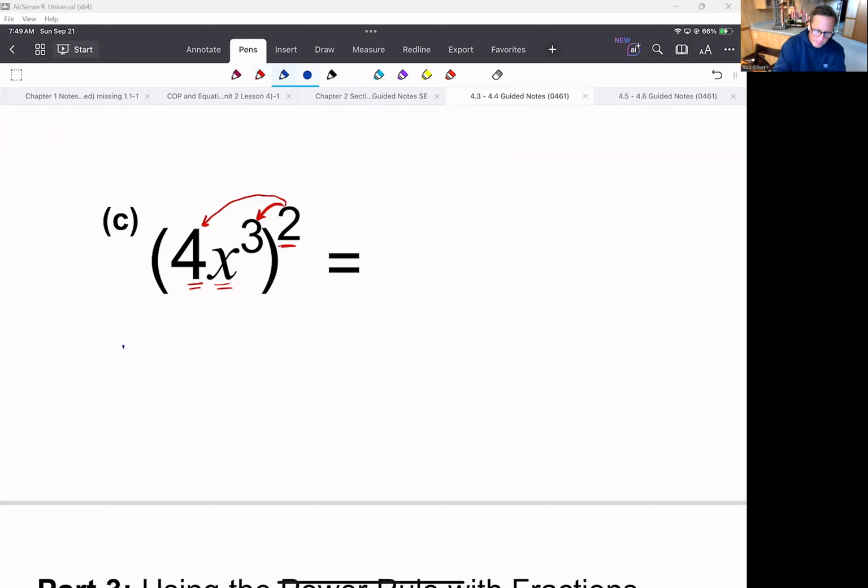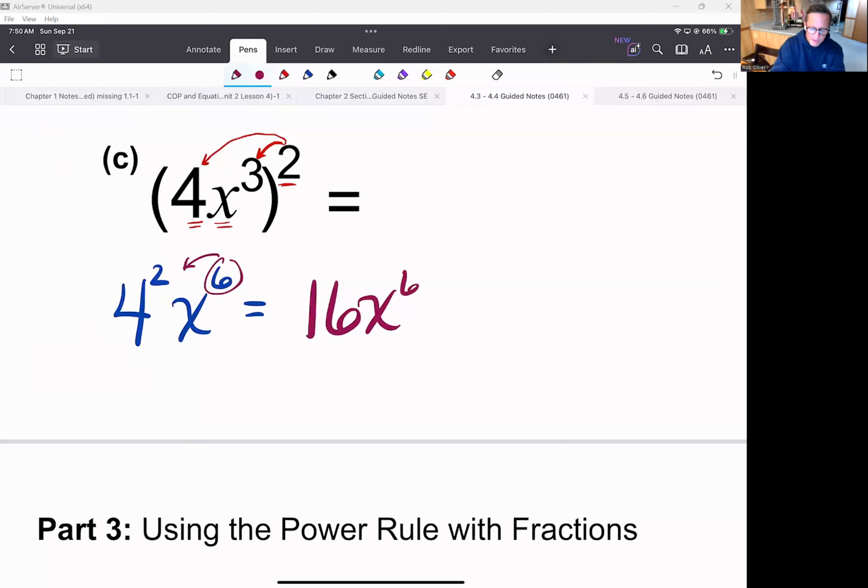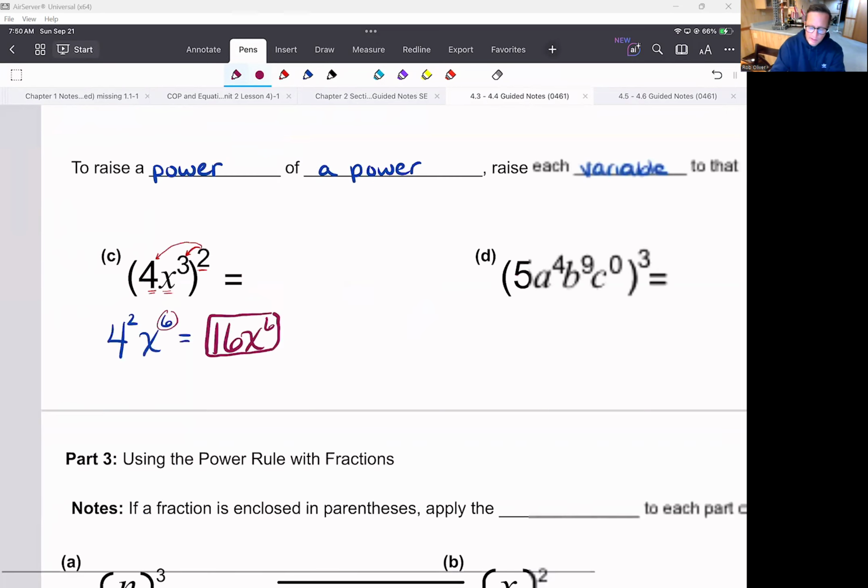So it's really going to be 4 squared, and then you're going to do x cubed squared, which is x to the 6. All right, and then we can clean this up a little bit. That becomes 16 x to the 6. Remember, this 6 has nothing to do with this 4. It has to do with the x. That's what it is applied to. So 16 x to the 6 is it.